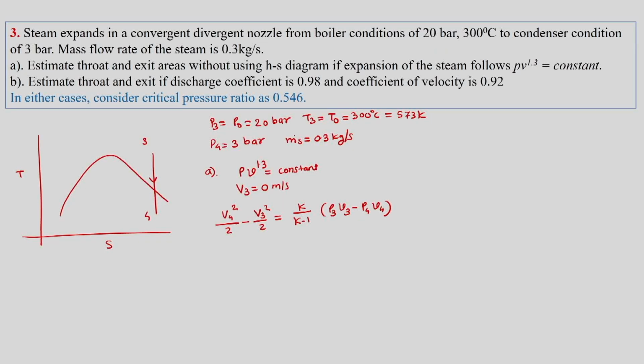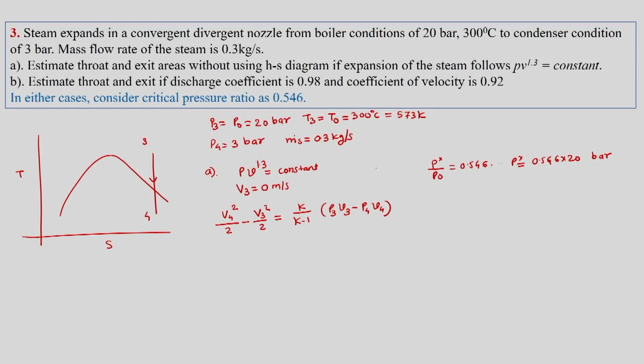So this is what we can use, but before that we are solving for A, and for that we will first solve for the throat. We know that P star upon P naught is equal to 0.546. So for us P star is equal to 0.546 into 20 bar. This is the P star value for us.